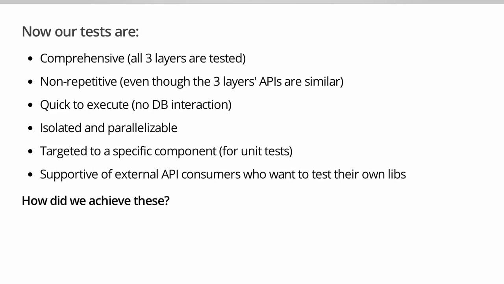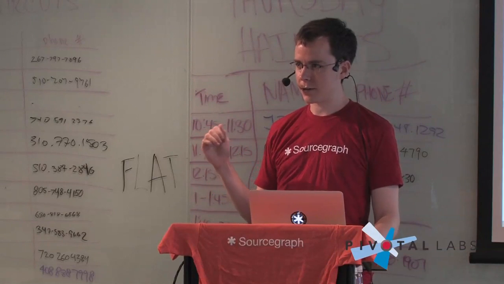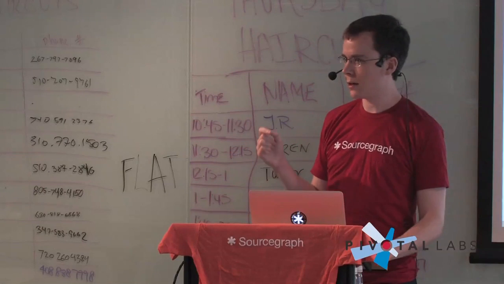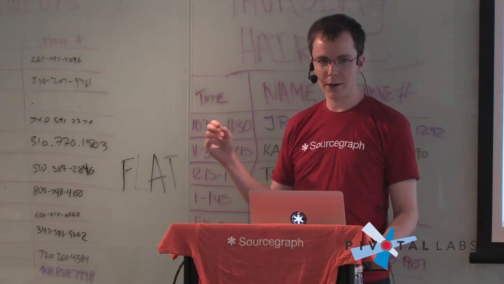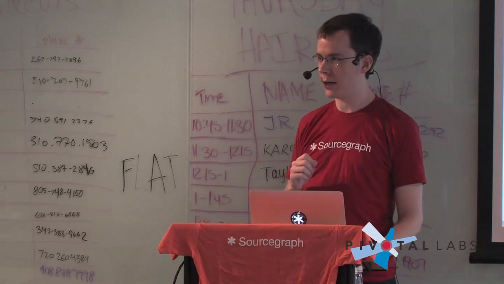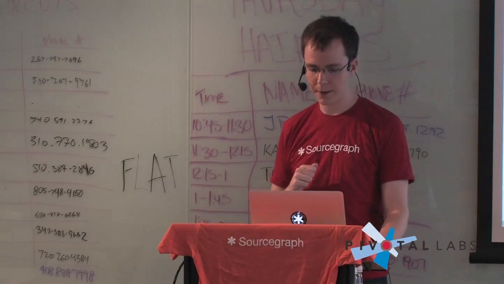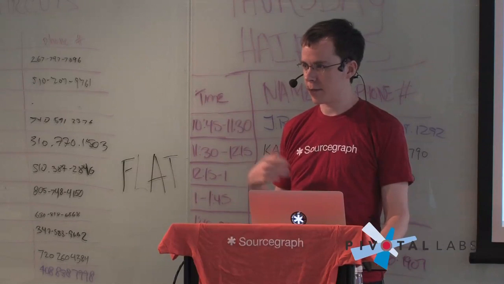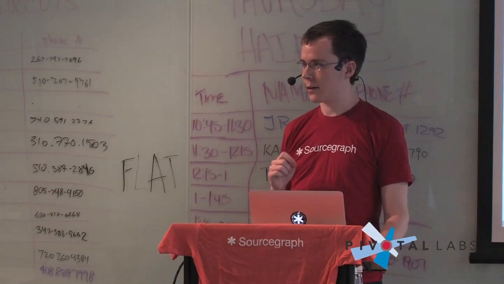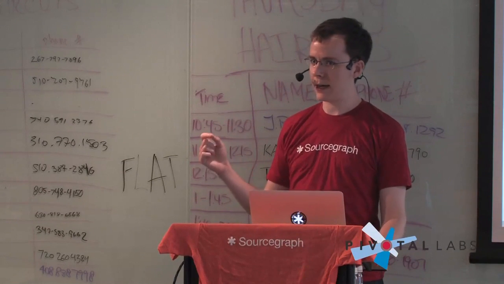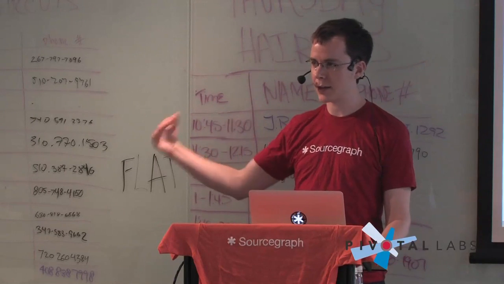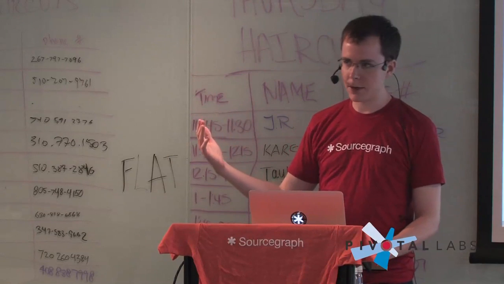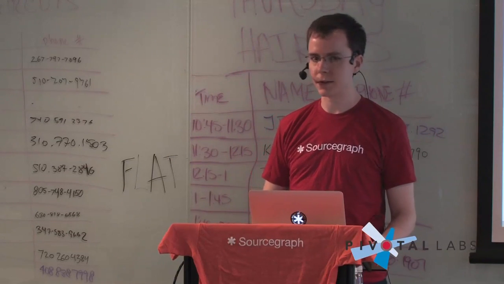So now we have these 3 layers, and our tests are comprehensive, so they're going to test all of those layers. But at the same time, they're not repetitive. So even though a lot of the things that we want to test in each layer are the same, we don't have a lot of repeated code and a lot of error-prone code. So it's very DRY. Our tests are quick to execute because they don't hit the DB, and they're isolated so we can parallelize them. The things they test are also isolated. So when we're testing the API HTTP handlers, we're not testing the rest of the stack as we were before, like I was just saying. And also, people who build on our app can use our testing infrastructure to get these same benefits in their code.